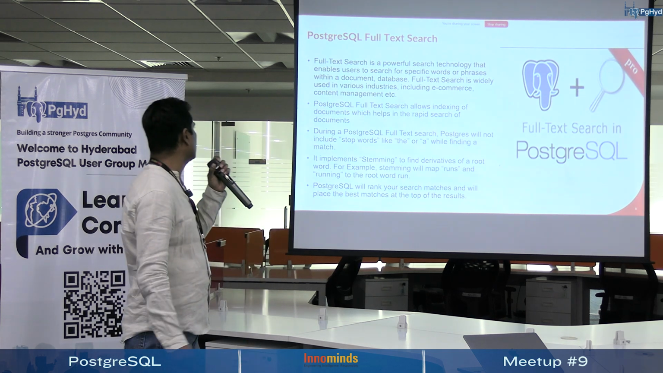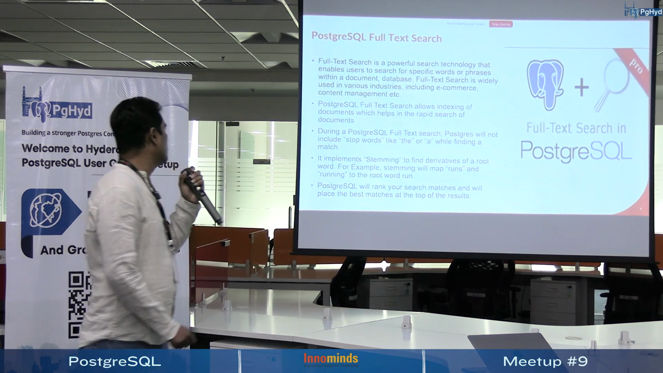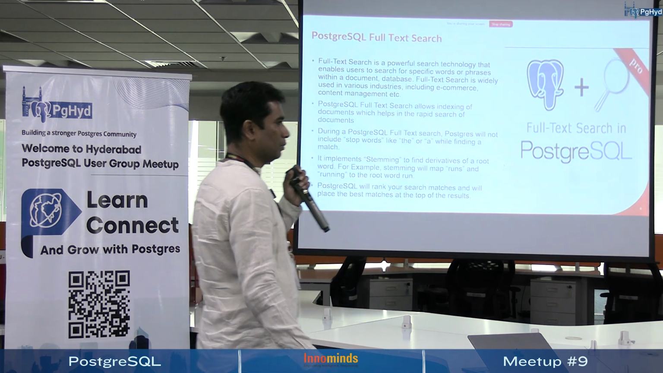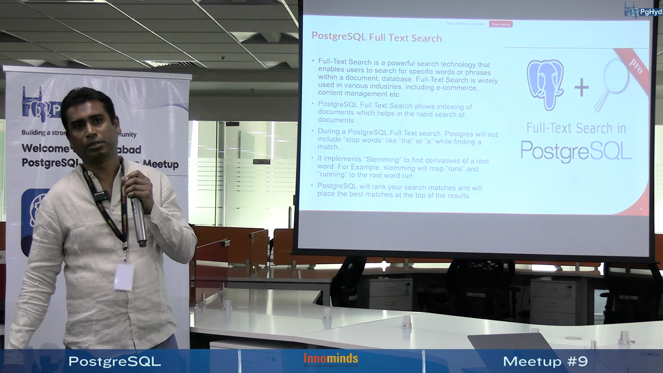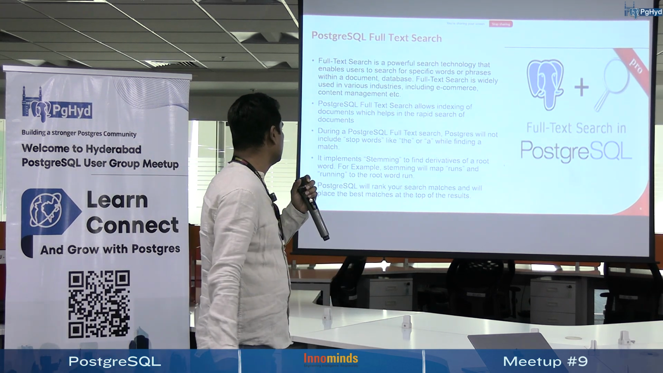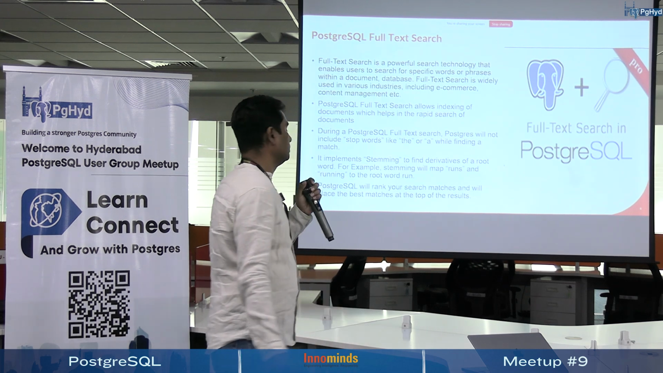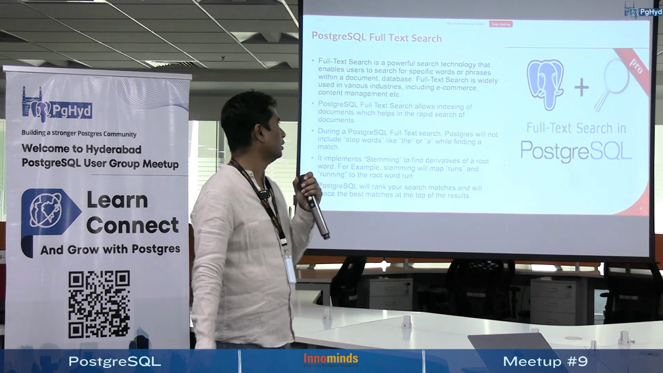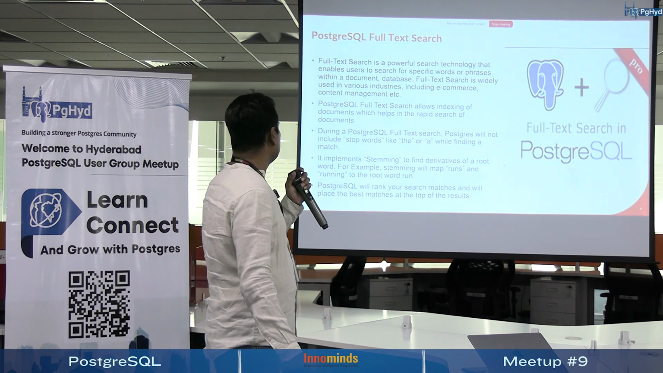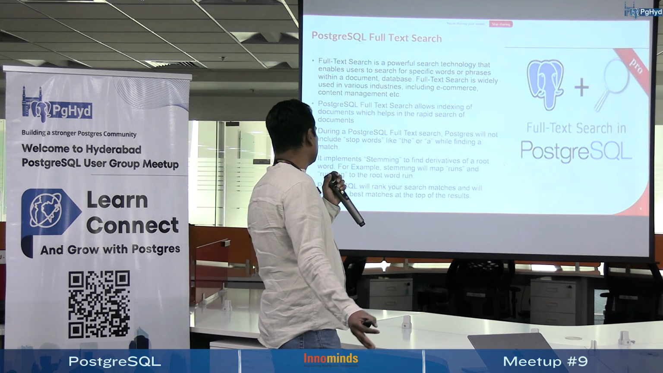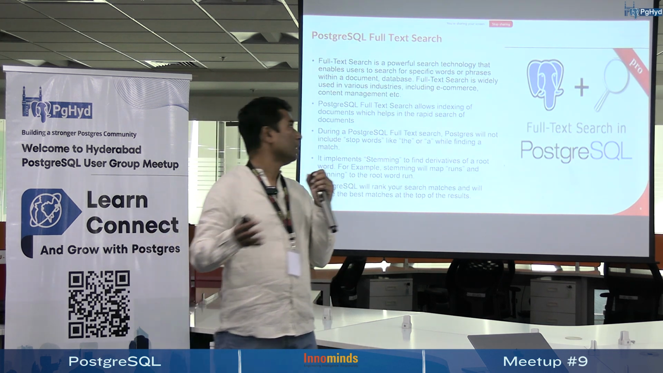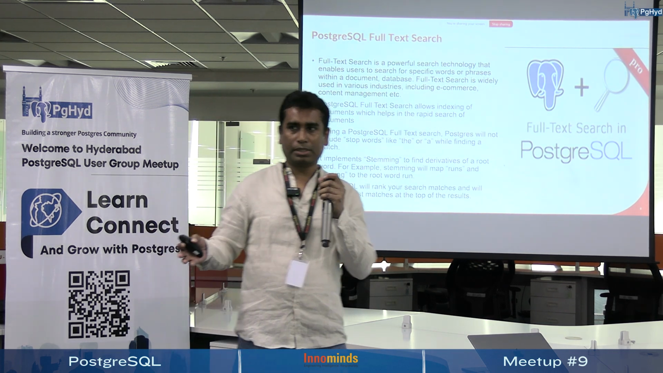So I am going to speak about PostgreSQL full text search. We all know that full text search can be done in other areas, but the thing is how exactly that full text search can be done in PostgreSQL. That's what I am going to explain. And full text search is a really powerful search technology that enables users to search specific words or phrases from a document or maybe a database, right?